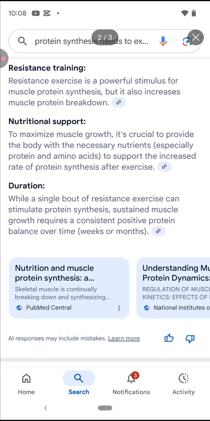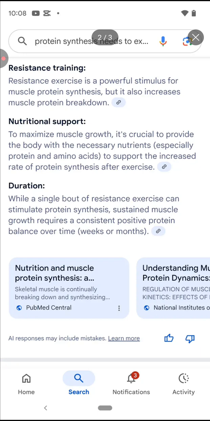The duration. While a single bout of resistance exercise can stimulate protein synthesis, sustained muscle growth requires a constant positive protein balance over time, weeks or months, depending. Now, if it's weeks, maybe you just want to go for a couple of weeks and see some muscle growth, and then you stop. But you'll never see any growth if it's not extended for a period of time. I'm not joking. You're not going to see anything.